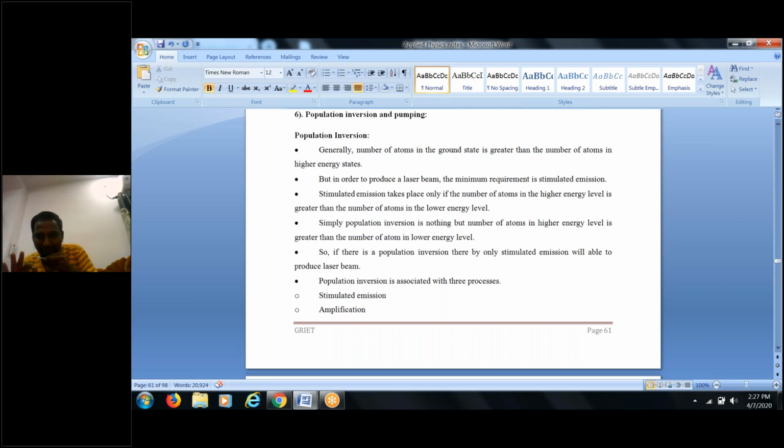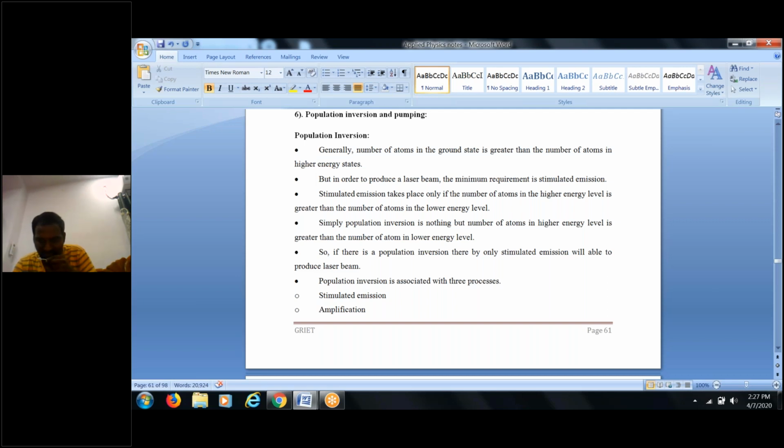Population means the number of entities or objects present in a particular system. If we consider two energy levels, one is the ground state and the second is a higher energy level. Under normal circumstances, the majority of electrons are present in the ground state. Let us indicate the number of electrons at the ground state as N1 and the electrons at the higher energy level as N2.